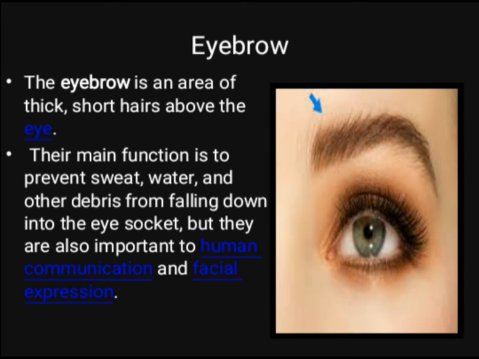Now the next thing is we're going to talk about the eyebrow. There is not much about the eyebrow to talk about. It has a very specific function: it prevents our eyes from getting wet with sweat, water or other debris. It simply stops sweat from our forehead from coming into our eyes. It has short hairs, and as you all know, the eyebrow plays an important role in human communication and facial expressions, as well as cosmetic use and looks.